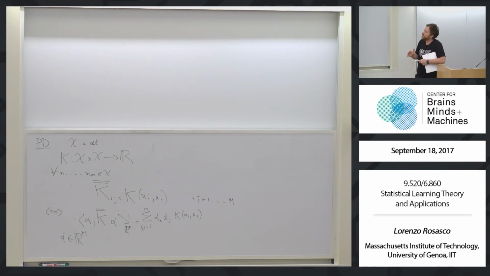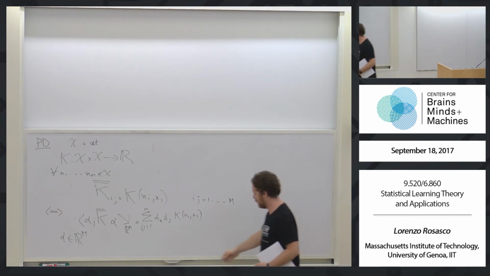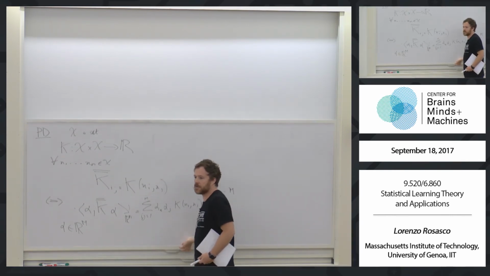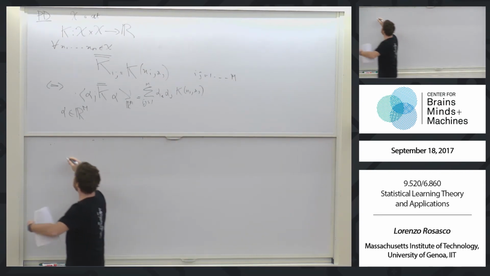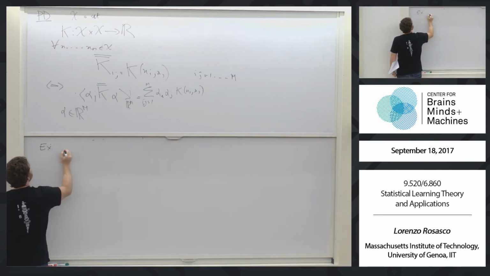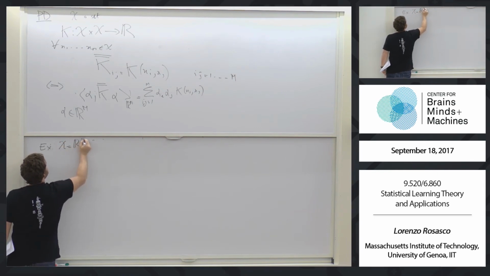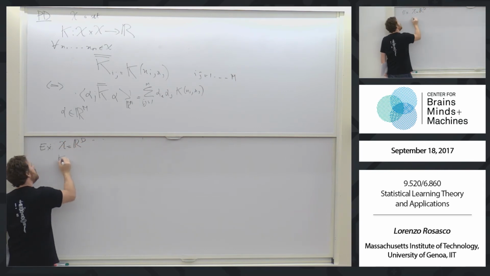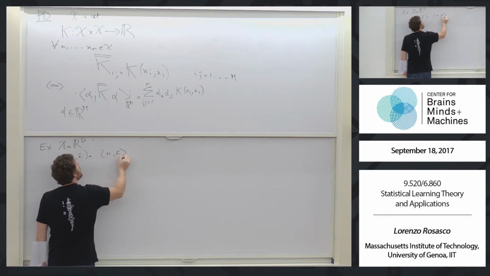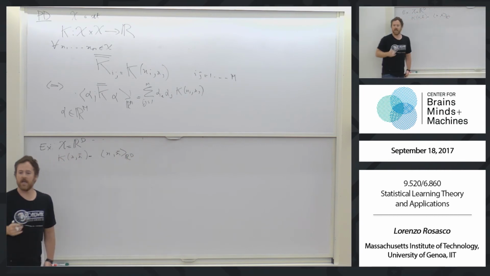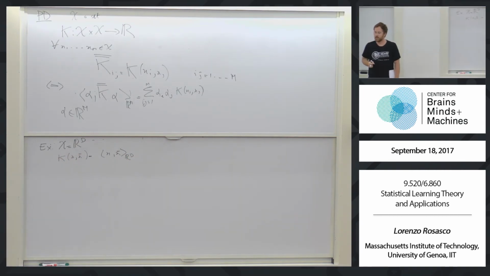Okay, before we actually try to figure out the connection with reproducing Hilbert spaces, let's just do a simple exercise. Let's check that the inner product of two vectors, if you take the specific example where X is R^d, is a positive definite function. So take for example X equal R^d, and take k to be equal to x transpose x bar, with x, x bar in R^d. I claim it is a positive definite function.